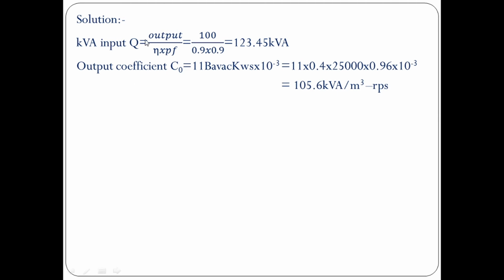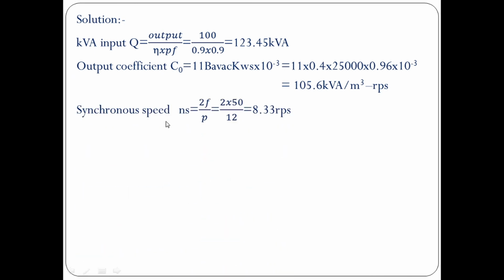So kVA input you can calculate: Q is equal to output divided by efficiency into power factor. So 100 kilowatt is the output power divided by efficiency 0.9 and power factor 0.9. So you will be getting 123.45 kVA. Correct. So output coefficient C naught equals 11 into BAV into AC into KWS into 10 to the power minus 3. So 11 into BAV is 0.4 into 25,000, that is the AC value, and KWS value is 0.96 into 10 to the power minus 3. By solving this equation, you will be getting 105.6 kVA per meter cube into RPS.